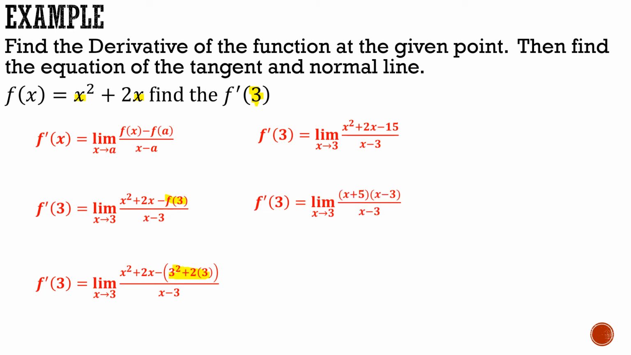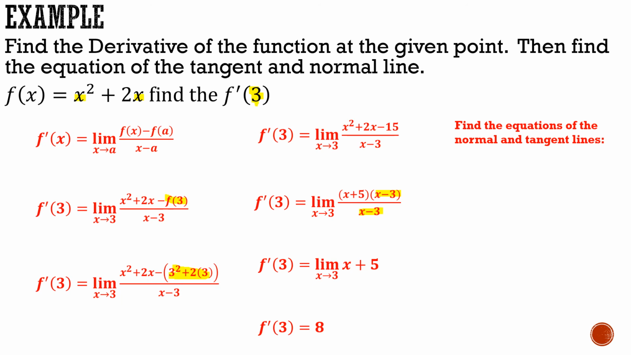Now, factoring my numerator, I get x plus 5, x minus 3. And again, I can clearly see that the x minus 3 on top cancels with the x minus 3 on the bottom, and I'm left with the limit as x approaches 3 of x plus 5. Now, like we learned last unit, to find this limit, all we need to do is plug in that 3. So when I plug it in, I get 3 plus 5, which is 8. In other words, the derivative, or the slope of my tangent line at x equals 3, is 8.